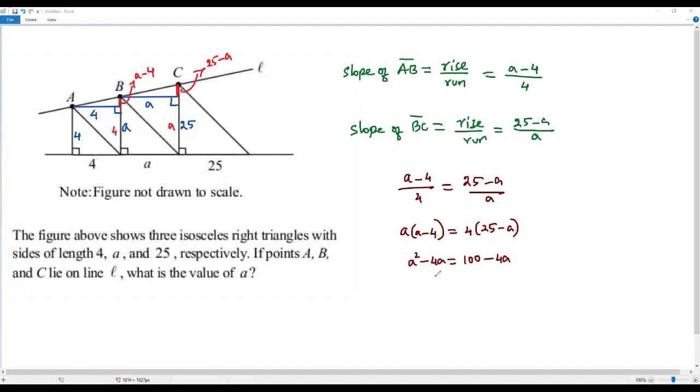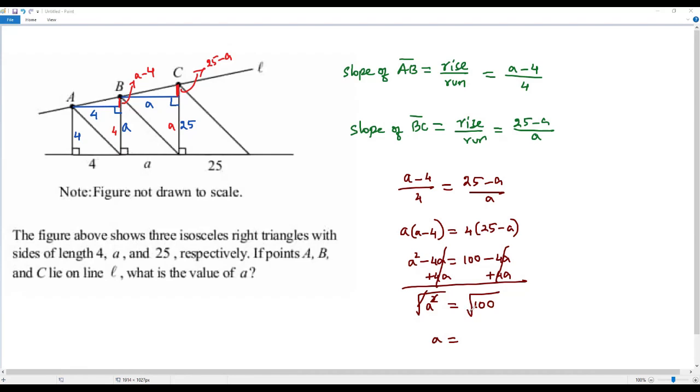To get rid of this negative 4A on both sides, we can add 4A to both sides of this equation. Let me do it. Then negative 4A and positive 4A will cancel out. The same here. We get A squared on the left side, and we get 100 on the right side. Now to solve for A, we have to get rid of the square. For that, we take the square root on both sides of this equation. Here the square root and square will cancel out. I am getting A on the left side.